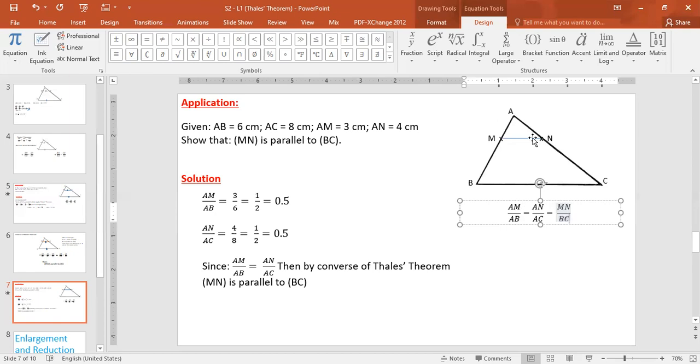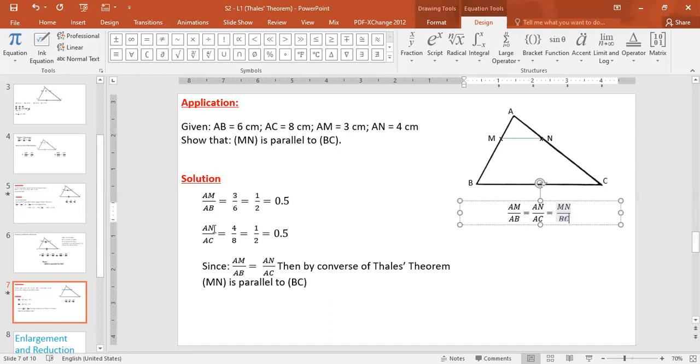Since I need to prove that MN is parallel to BC, then for me till now, these ratios are not equal. If I can prove that any two ratios are equal to each other or they have the same measure, then the lines will be parallel. Let me take the first ratio. Do we have the measure of AM, Fadl, in the given? Yeah, 3 centimeter. Do we have the measure of AB? Yeah, 6 centimeter. So I write AM over AB is equal to 3 over 6, then the ratio will be equal to 0.5.